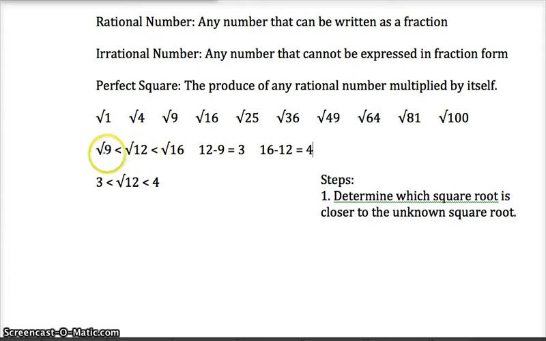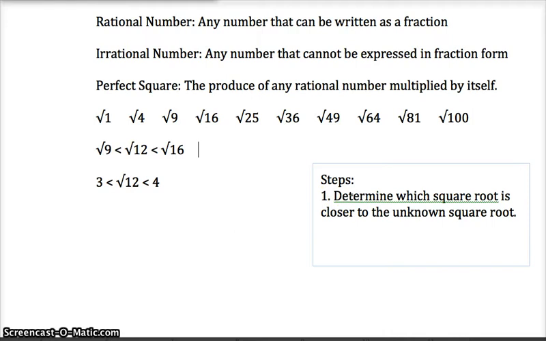So 12 is closer to 9 than it is to 16. It's only 3 spaces away from 9 and it's 4 spaces away from 16. So we know that the square root of 12 is closer to the square root of 9 than it is to 16. Well, we already know the square root of 9 is 3 and the square root of 16 is 4. So we know the square root of 12 is closer to 3 than it is to 4. Okay, so that's our step 1: determine which square root is closer to the unknown square root. And for this problem, we determined that it's 3.